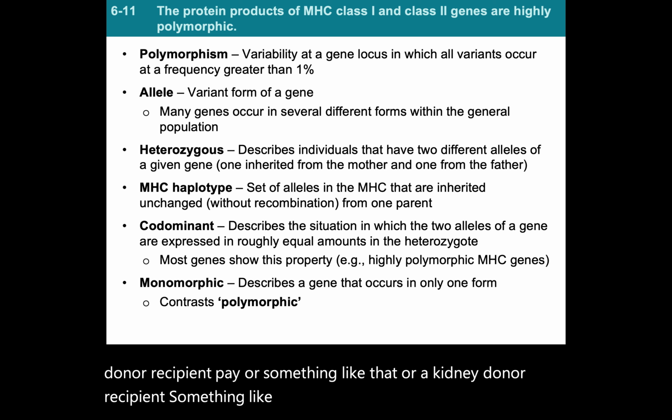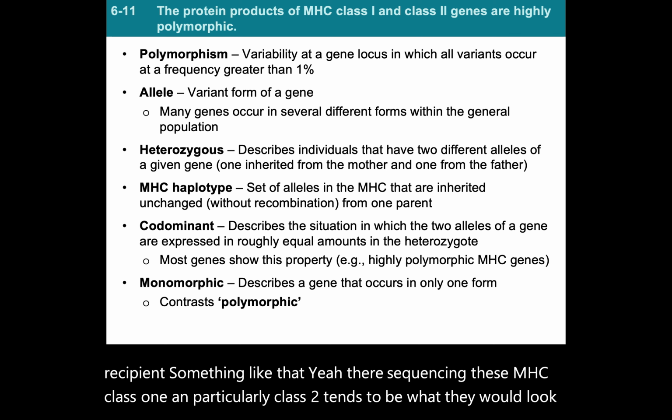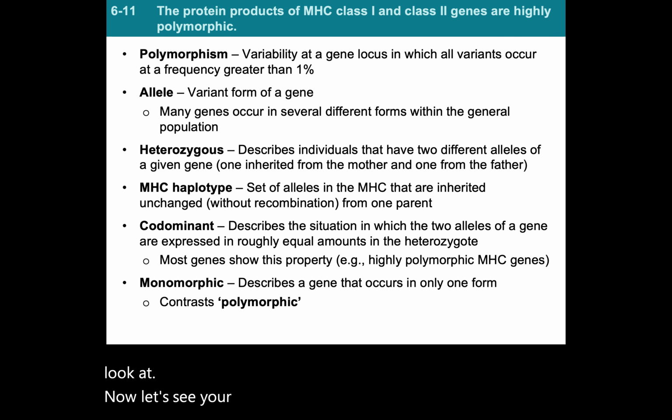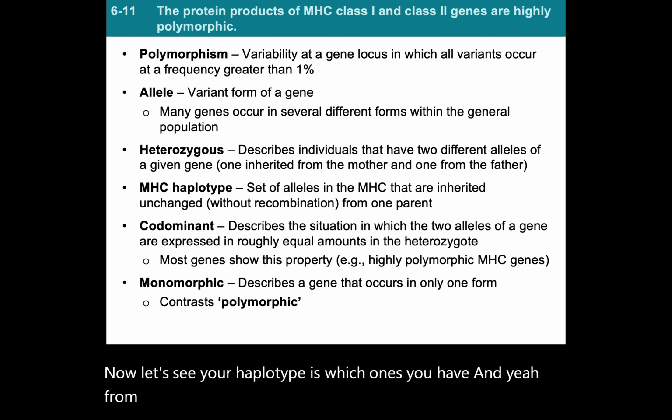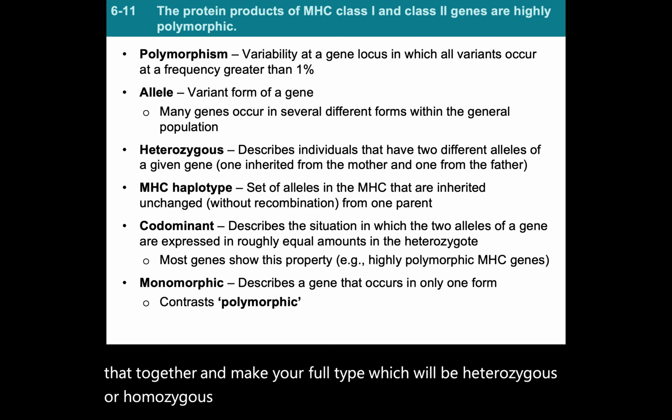Yeah, they're sequencing these MHC class 1 and particularly class 2 tends to be what they would look at. Let's see, your haplotype is which ones you have from one particular parent, and then you'll have two haplotypes that together make your full type, which will be heterozygous or homozygous at each particular allele.